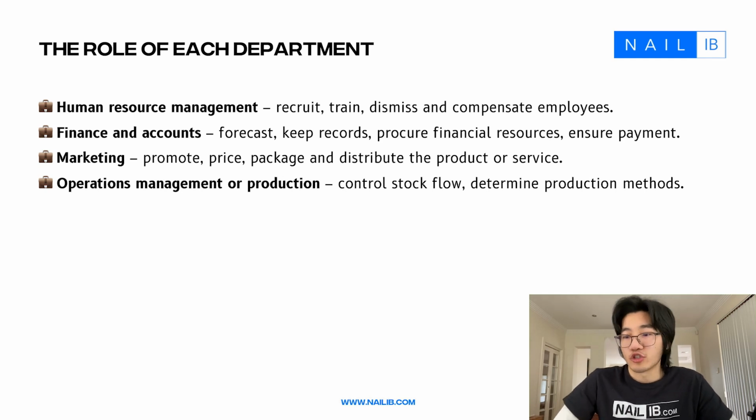And finally is your operations management or production. This function is involved with ensuring that the right processes are in place to make sure that a product or a service can be delivered appropriately. It involves things such as quality control, making sure that your goods and services are of the quality expected. Things you want to manage include controlling your stock flow, determining the best production method, and how to provide the best service.